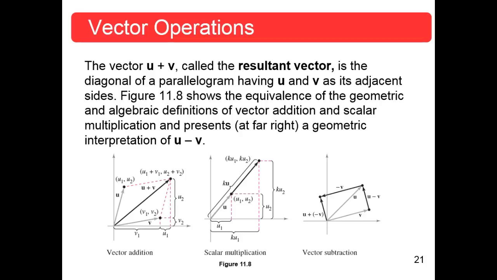And I don't know why they did this, but to me, this is u minus v, but that is too, because they're parallel to each other, same magnitude, same direction. But I would have labeled this as u minus v, and maybe this is u plus negative v, I don't know. They are the same. Okay. Any questions on that?